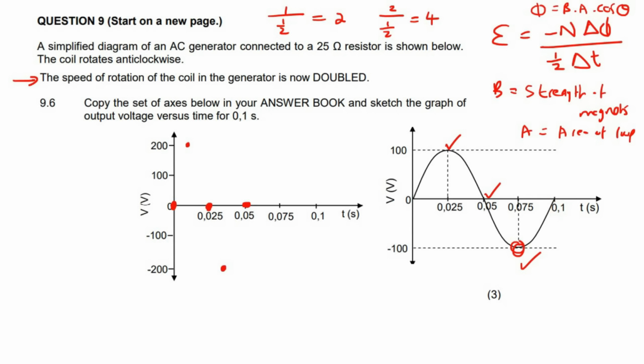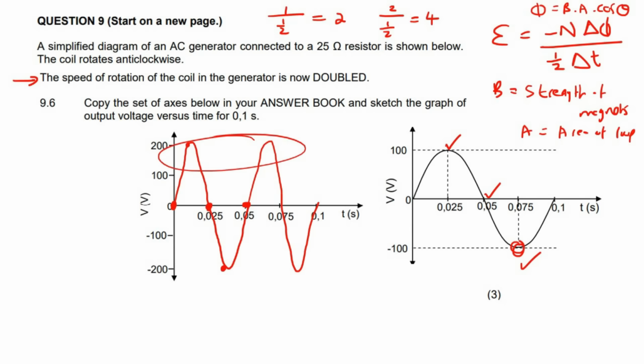And then everything's just going to repeat. So we're going to get that one cycle up to there, and then everything's just going to repeat. So something like that. So what they would be looking for in the memo is that you're hitting 200 and you're hitting minus 200 and you've completed 2 complete waves instead of only having 1 complete wave.